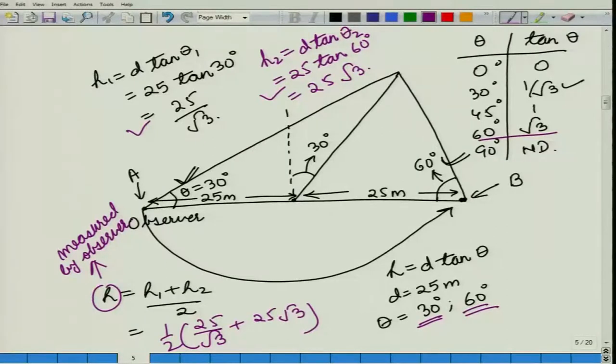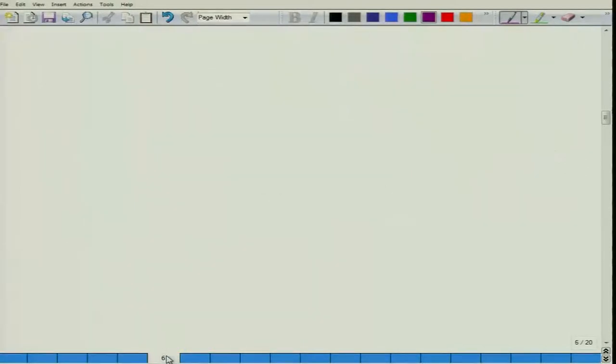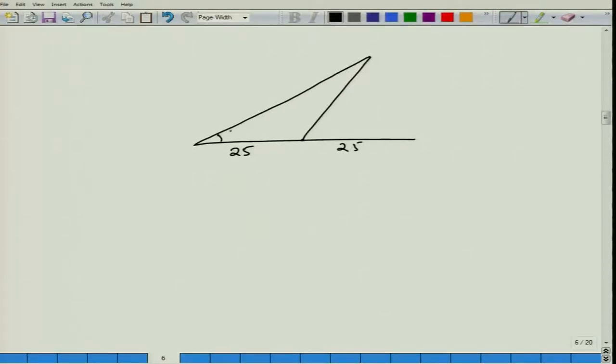Now, how much is the actual height of the tree? How do we figure that out? So now let us draw the diagram again. In the diagram we had this center point. So this was 25 meters, this was 25 meters. This angle is 30 degrees. This angle is 60 degrees. And the angle of inclination is 30 degrees, which would give us that this angle is 60 degrees.